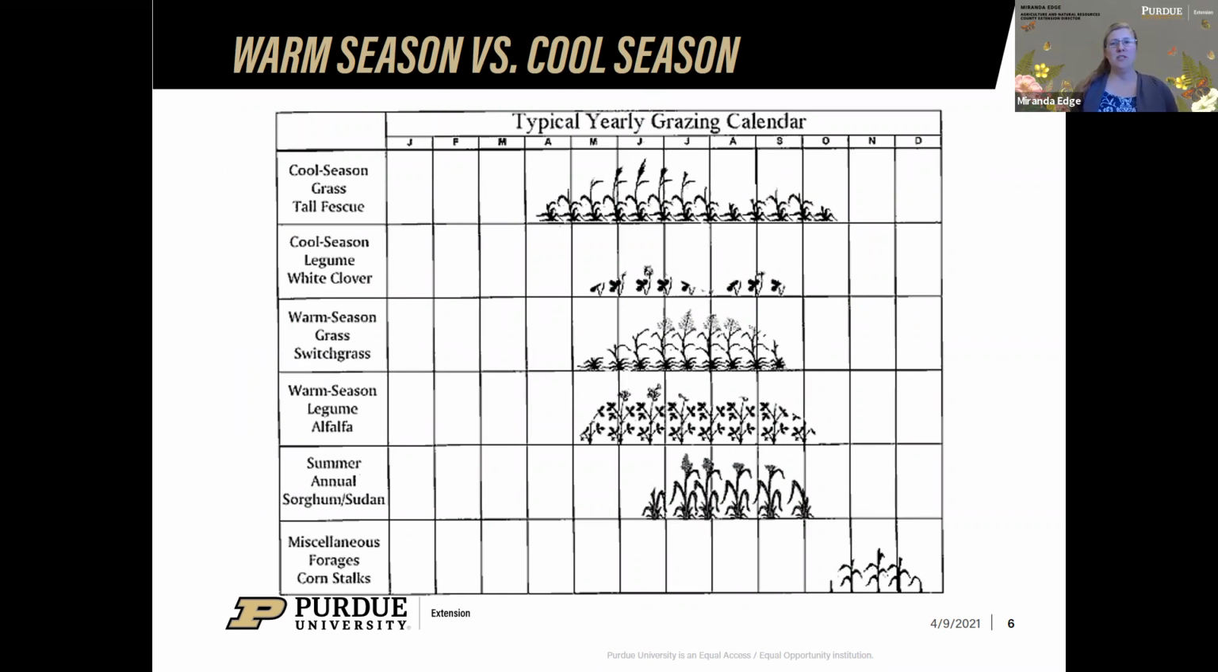The other reason we talk about different pH levels and nutrient samples is that your typical grazing calendar is not just 1 or 2 months. We're looking at an entire season. You're going to have cool season versus warm season plants, legumes, annuals, and then some miscellaneous forages like corn stalks and cover crops that all graze at different temperatures and pHs, and all have different requirements for nutrients like nitrogen, phosphorus, and potassium. So we look at those and make a management plan.